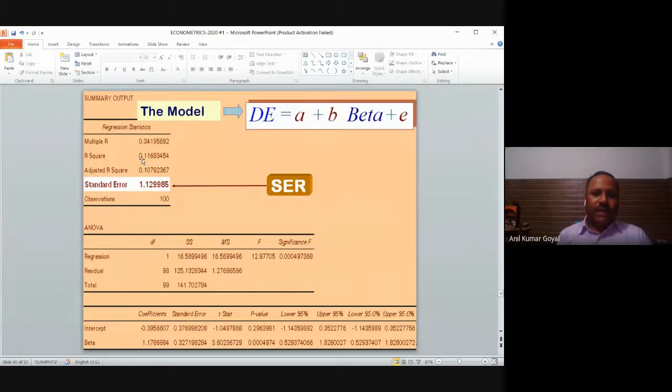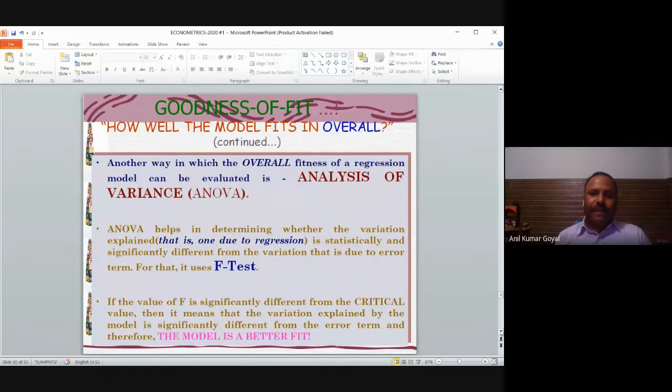So in this model, the standard error is 1.12. I cannot comment on whether this standard error is less or not until I have another model. So I need to compare with other models. Again, goodness of fit: how good the model is.